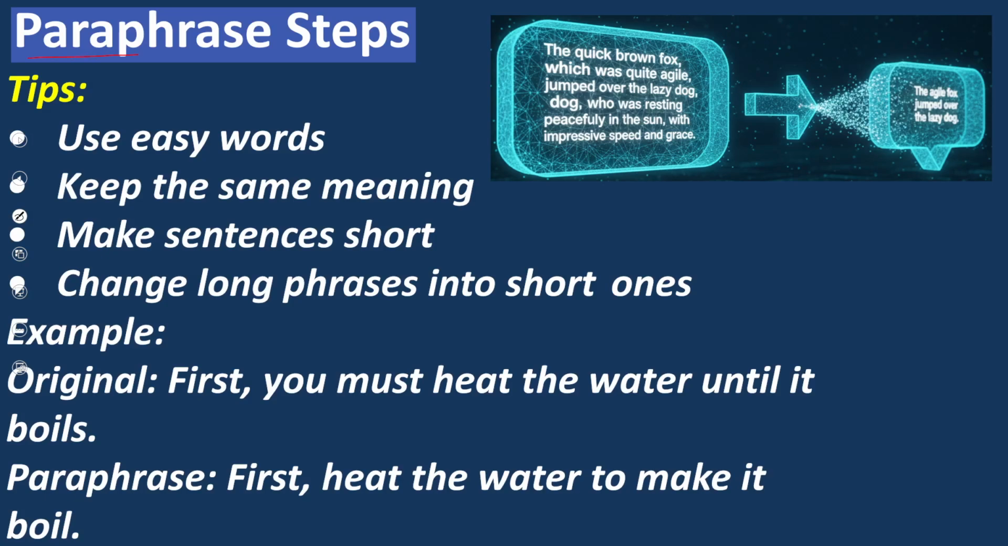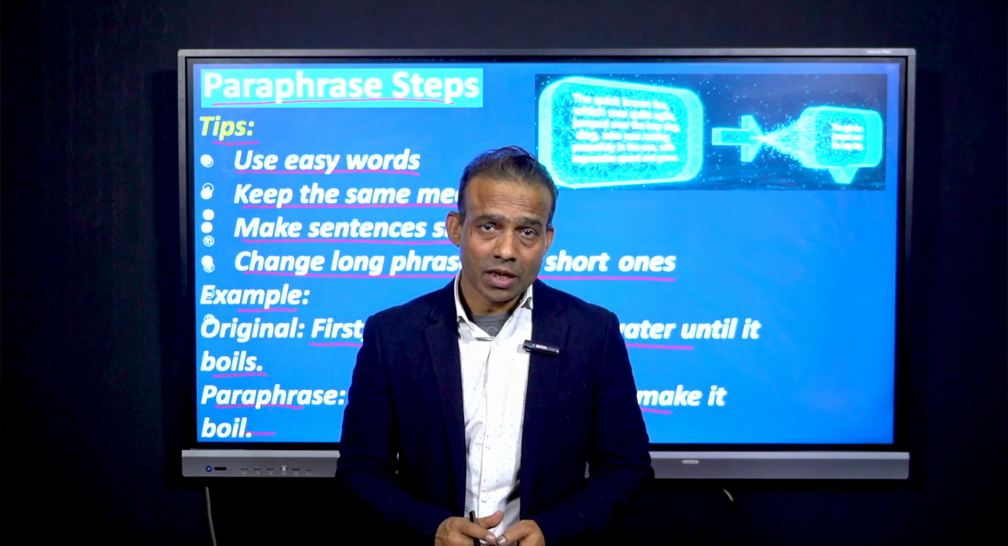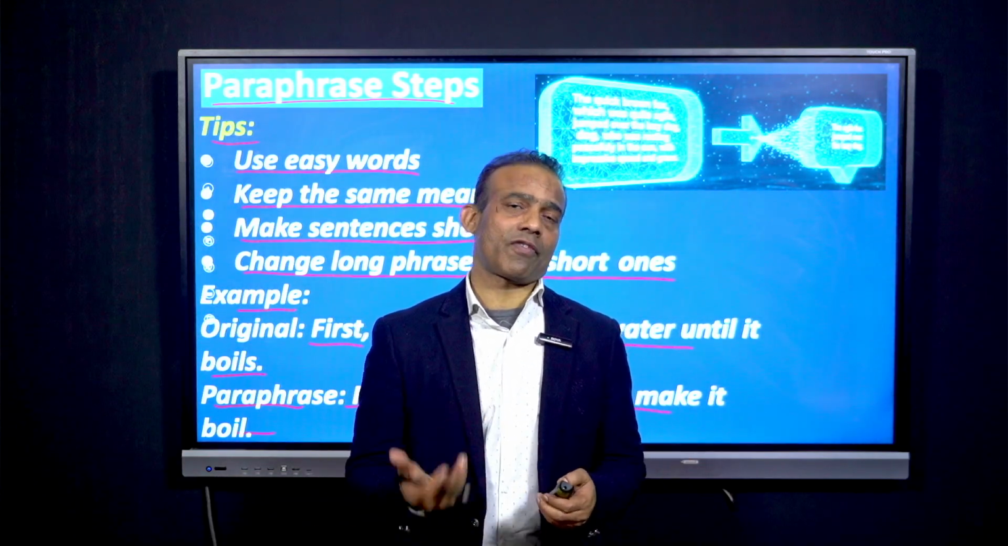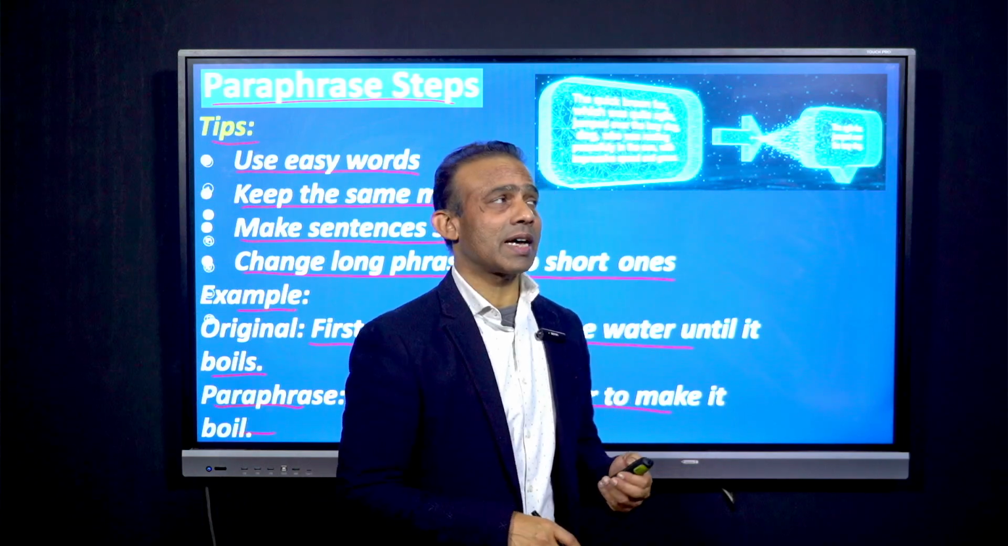These are the paraphrase steps. How can we paraphrase? These are the tips: use easy words, keep the same meaning, make sentences short, change long phrases into short ones. Example, the original text: first, you must heat the water until it boils. Now, look at the paraphrased one: first, heat the water to make it boil. This is called paraphrasing. Now, dear learners, you have learned what paraphrasing is. After learning this, move to the next slide.